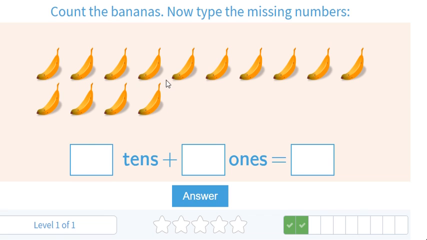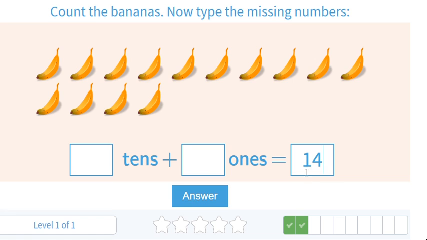And down here is a group of 1s, and I can see that it's 4. 1, 2, 3, 4. So we have the number 14. We can count on from 10: 10, 11, 12, 13, 14. And that makes the number 14. So we have 14 bananas in all.